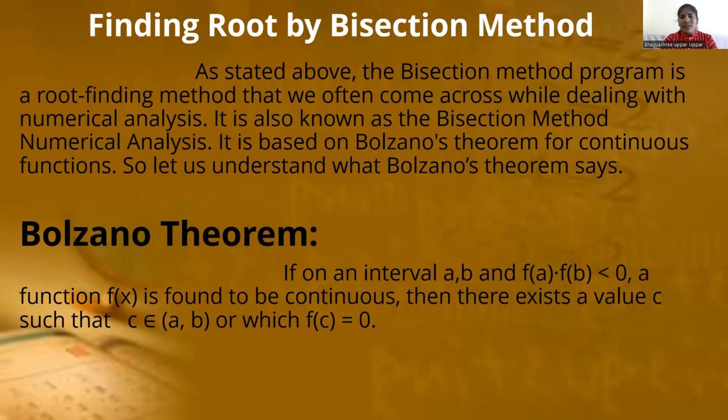So let us understand what is Bolzano's theorem. Bolzano's theorem: if on an interval [a, b], f(a) times f(b) is less than 0, and a function f(x) is found to be continuous, then there exists a value c such that c belongs to (a, b), for which f(c) equals 0.